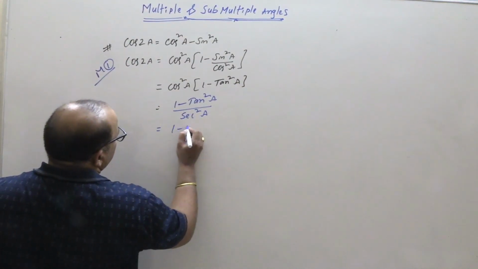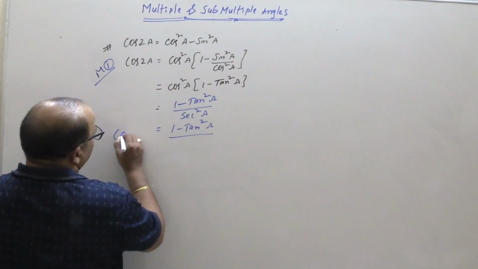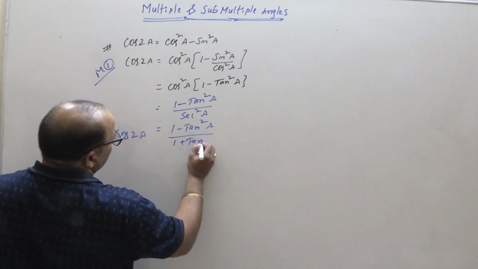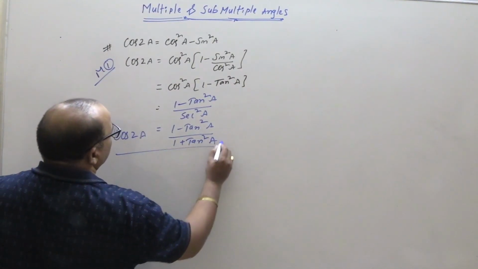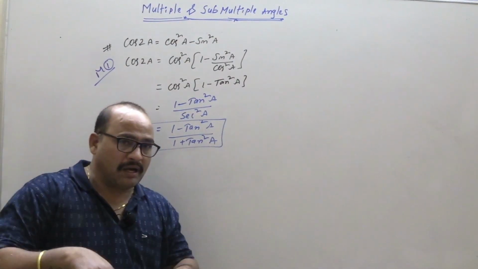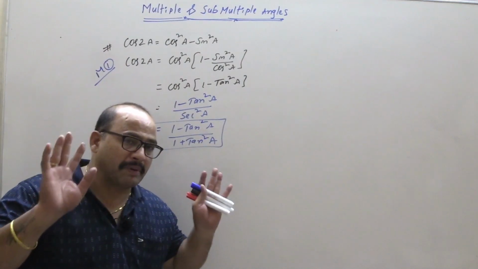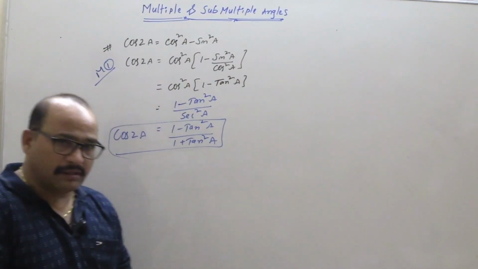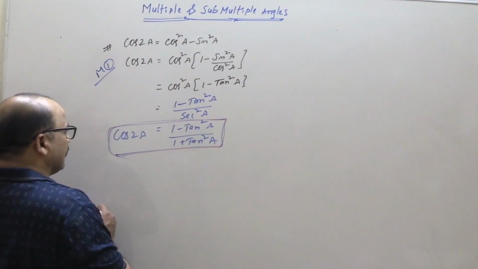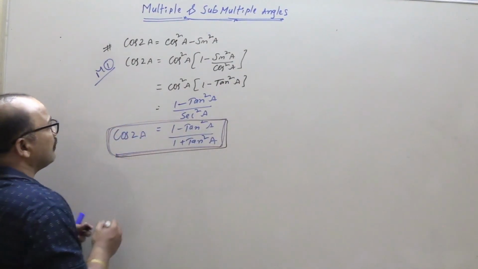By using the previous result, 1 minus tan square a by secant square a, and secant square a can be written as 1 plus tan square a. This is the formula for cos 2a. What I am writing in the box, you should remember permanently, not temporarily, students. This is the most important: cos 2a formula is 1 minus tan square a by 1 plus tan square a. Be careful. That was method 1.